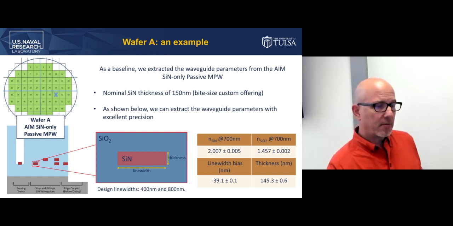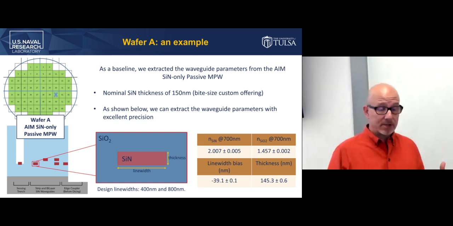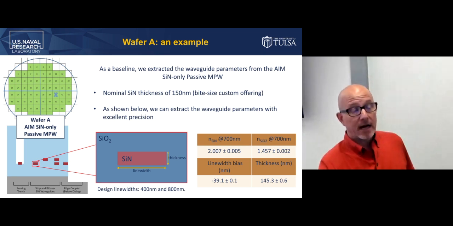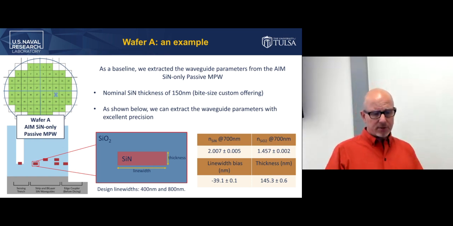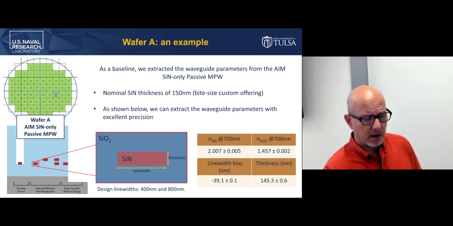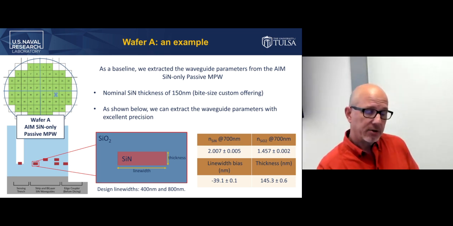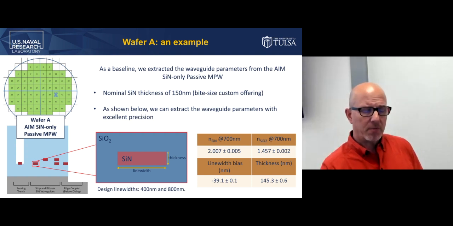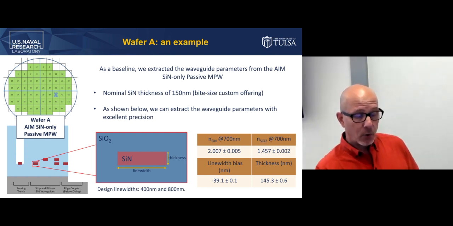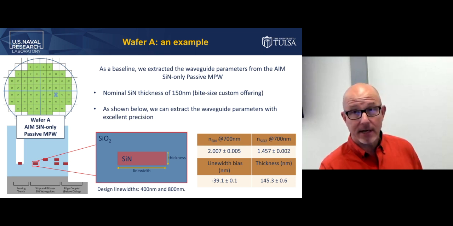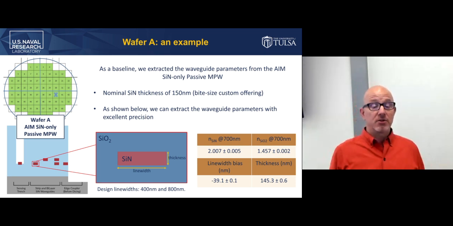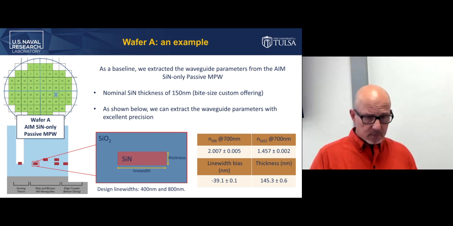So if we take a 300 millimeter wafer and I look at a particular tile, in this case 40, and do the parameter extraction at 700 nanometers, I get excellent precision in my measurements. The two design line widths here are 400 and 800. Since we are using two different widths, we call this a line width bias. This means if it was 400 nanometers by design, we're about 40 nanometers less than that, or 360 is what it actually comes out to be.